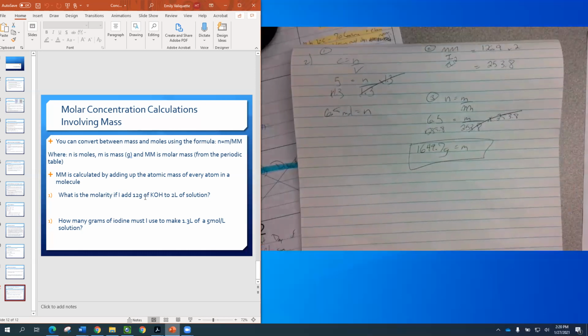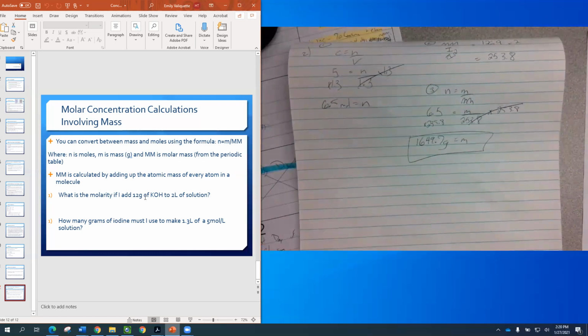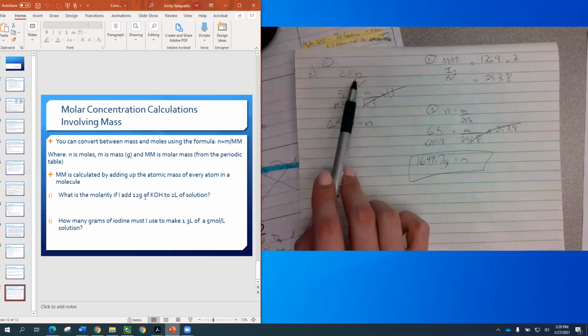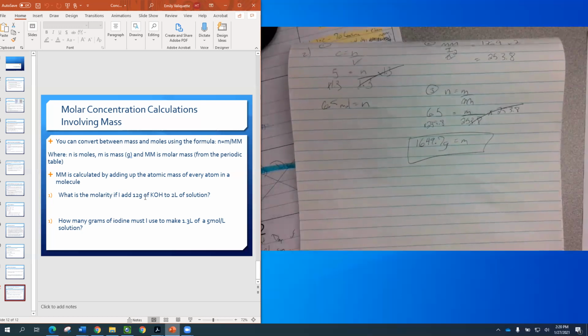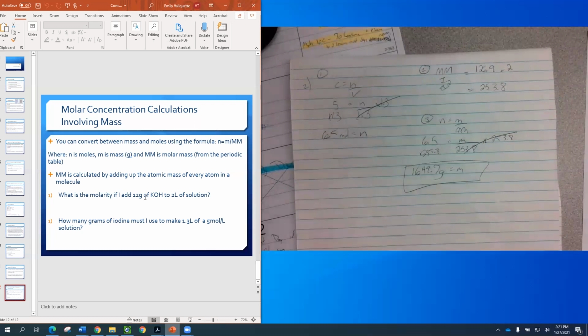So just remember, you can always convert between moles and mass depending on what you're looking for and what you need. If you're using your concentration formula, you cannot use mass. It has to be in moles. So use these two steps to always convert between moles and mass. Again, this is a super important formula. All three of these are going to be used over and over and over again this year. So please make sure you let me know if you have any questions.